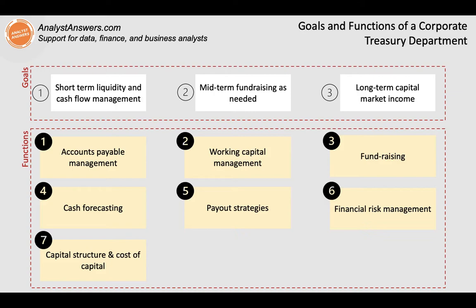Here we've got a visualization to explain the goals and functions. As for our goals, we have short-term liquidity and cash flow management, mid-term fundraising as needed, and long-term capital market income. On the function side, we have accounts payable management, working capital management, fundraising, cash forecasting, payout strategies, financial risk management, capital structure, and cost of capital.